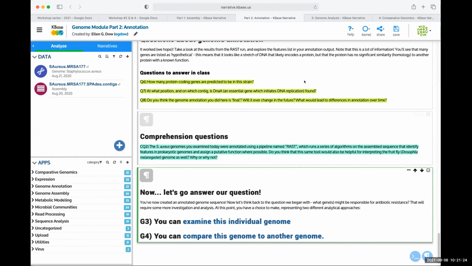So at this point, as you saw in the overview diagram, we have them branch a little bit, thinking about, coming back to our original question, what is the potential genetic basis for antibiotic resistance in this organism? We think about what we can learn from just thinking about this genome on its own. And then in part 4, we take more of a comparative genomics approach and ask what we can learn from a pangenome-based analysis versus a single genome analysis.